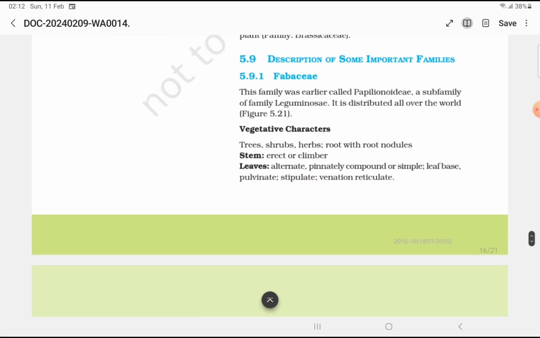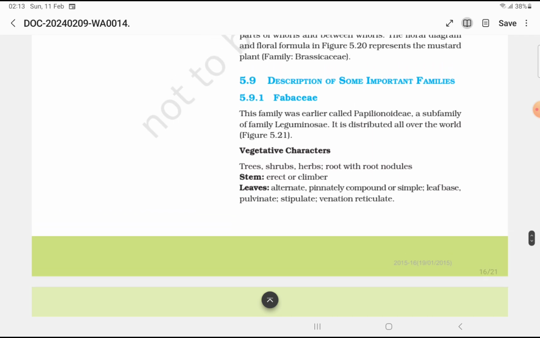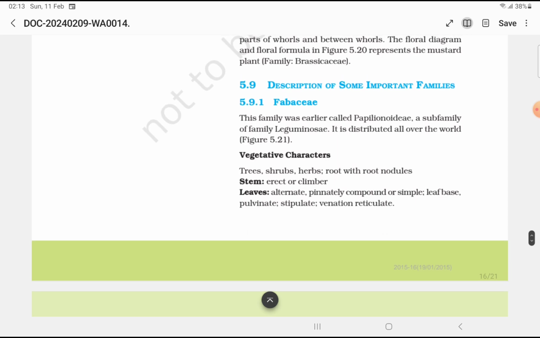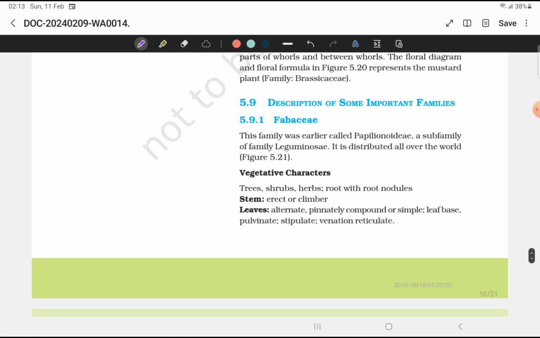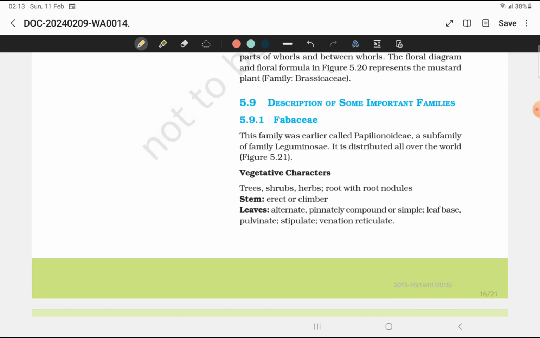It is present everywhere, and now we start with vegetative characters. Any plant description should start with its vegetative characters, especially its habit. And here you can see plants or trees, shrubs, herbs, or any variety. Root with root nodules. Root nodules in the sense you don't have that lesson this year, and so here I just give it slightly with a light color.